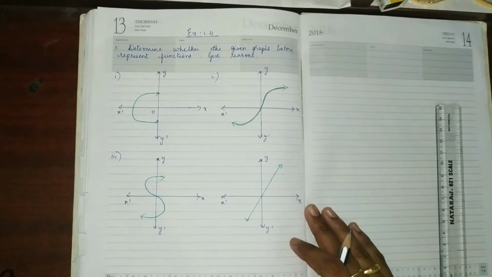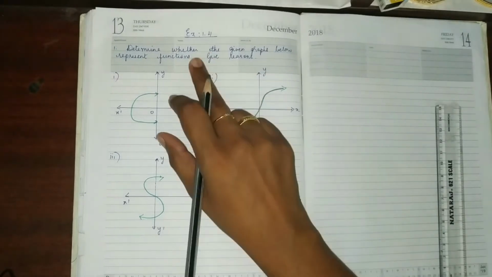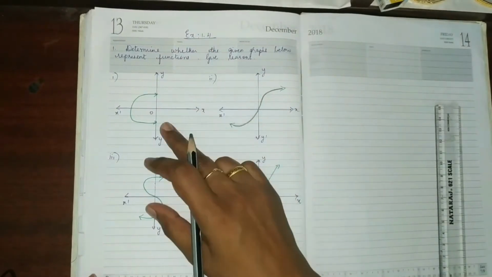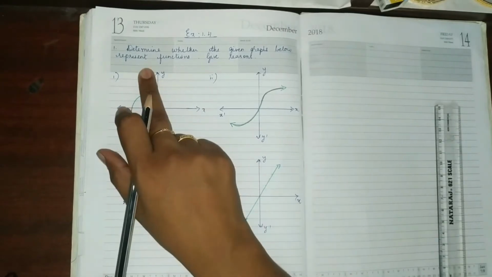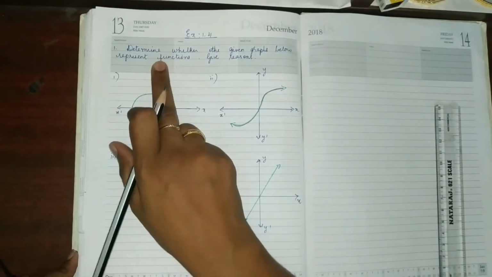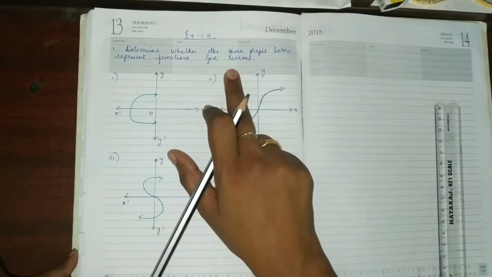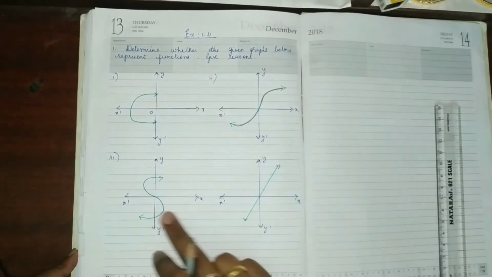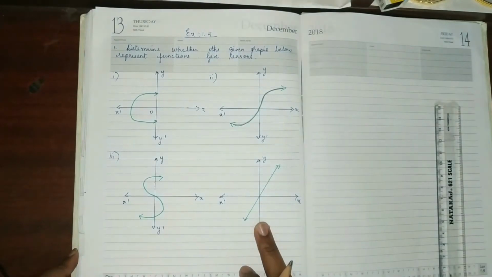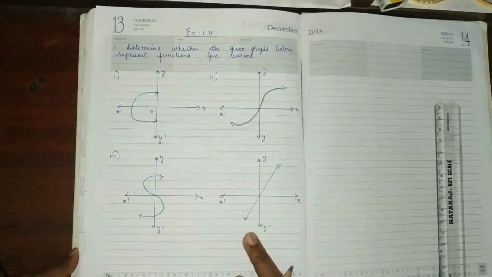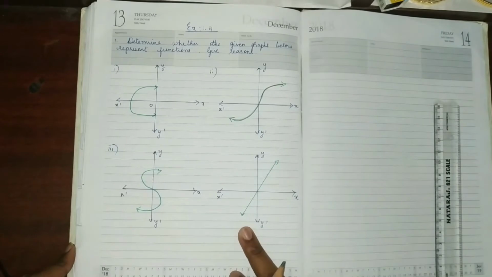So in this video we will be dealing with the problems under exercise 1.4, which is related to types of functions. So the first question here under this exercise is: determine whether the given graphs below represent functions and also give reasons. Okay, so you have 4 different graphs which is already given in the textbook, and you're going to find out whether they are functions or not using the vertical line test.